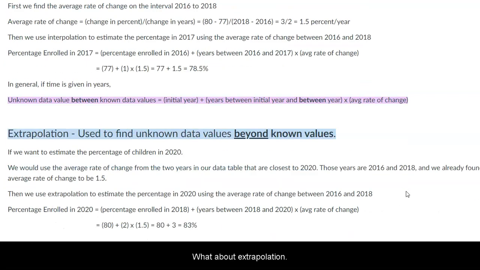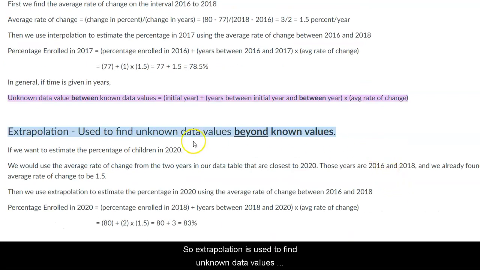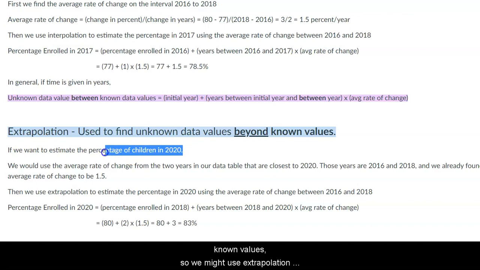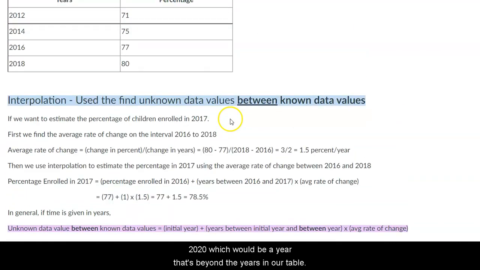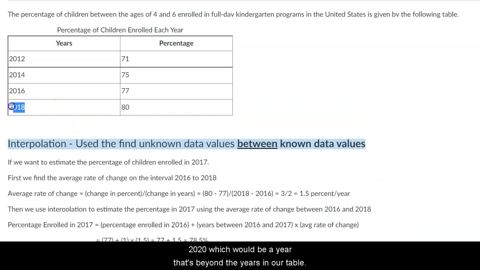What about extrapolation? So extrapolation is used to find unknown data values that are beyond known values. Interpolation was between known values. Extrapolation is beyond known values. So we might use extrapolation if we want to estimate the percentage of children in 2020, which would be a year that's beyond the years in our table.